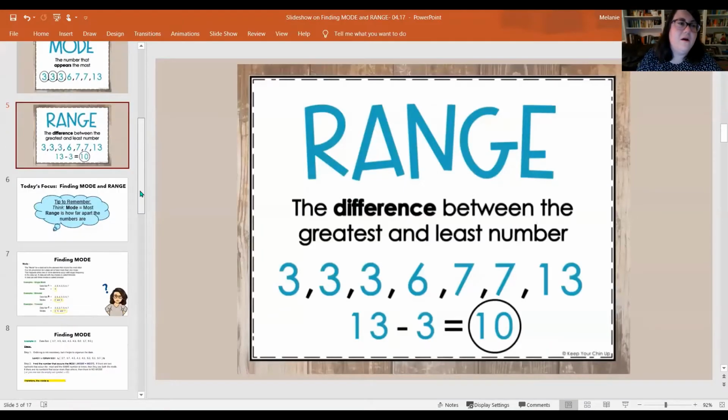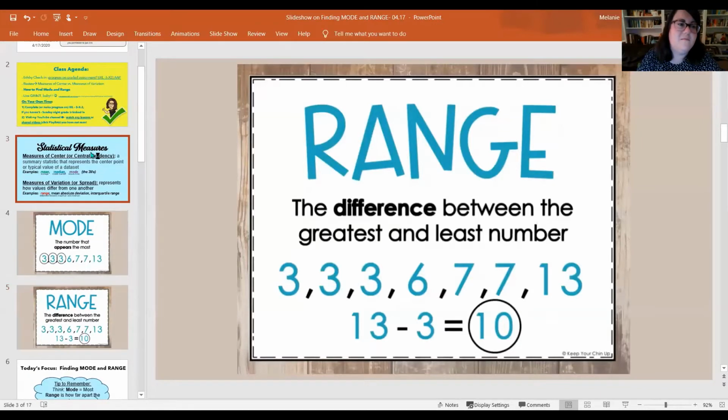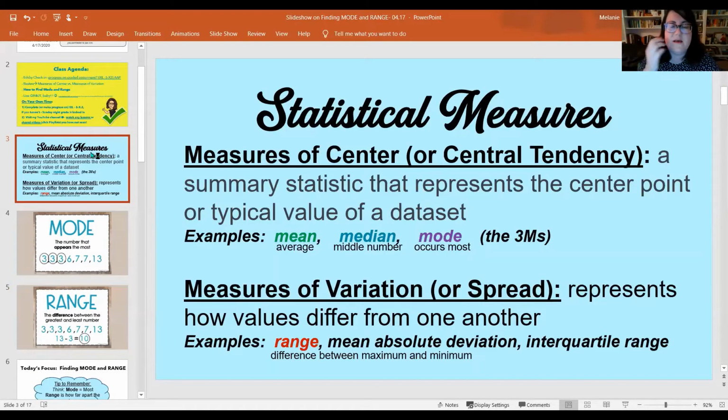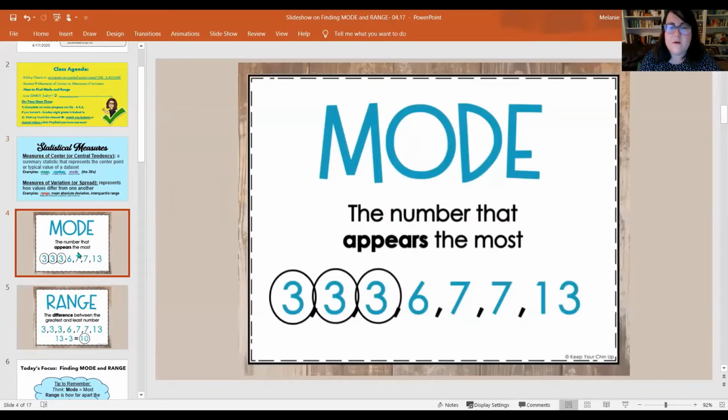There you go. Okay, so if you didn't see the PowerPoint, this was the slide about statistical measures: mean, median, mode, and range. Mean absolute deviation and interquartile range are things we're going to learn about as the chapter goes on. Mode is the number that appears the most. In this data set, it would be 3, not 7, even though 7 appears twice, because 3 occurs the most.